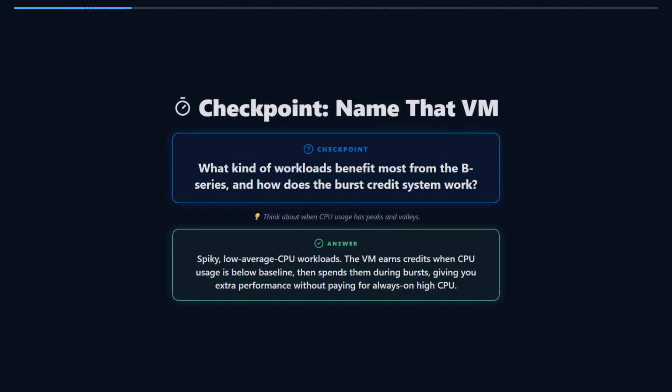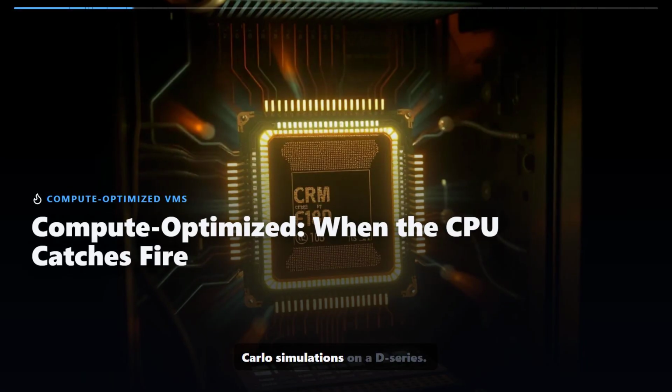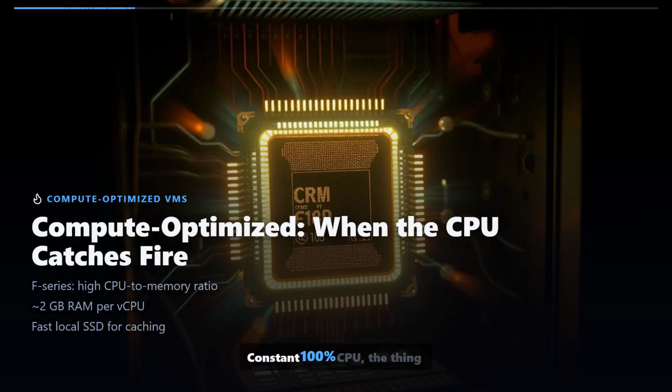A financial firm runs Monte Carlo simulations on a D series. Constant 100% CPU, the thing is hot to the touch. They move to an F series VM like the F2s v2, which typically provides a high CPU to memory ratio of roughly 2 GB RAM per vCPU, plus fast local SSD storage for caching, giving compute-heavy workloads a real speed boost. The ratio flips in favor of CPU, and those simulations finish in a fraction of the time. Compute-optimized VMs are built for exactly this: raw processing power.